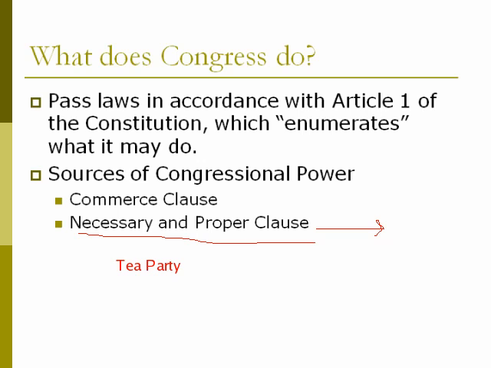McCulloch versus Maryland, and it was an 1819 case. McCulloch versus Maryland said that Congress could do things that weren't in the Constitution. Congress wanted to create a federal bank. It said that it was necessary for carrying out the commerce power, and they put this new bank in Maryland.